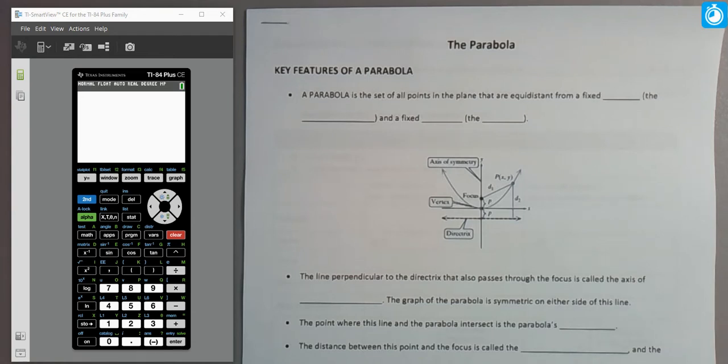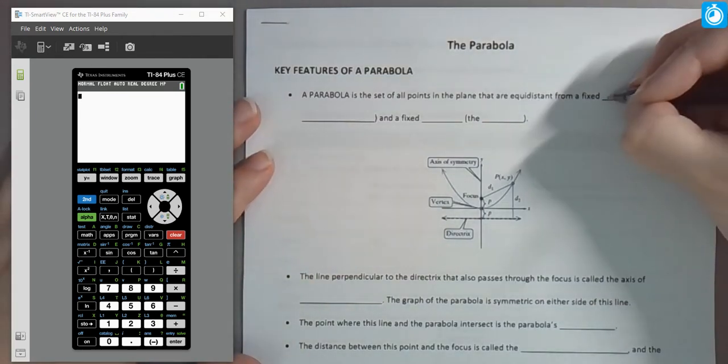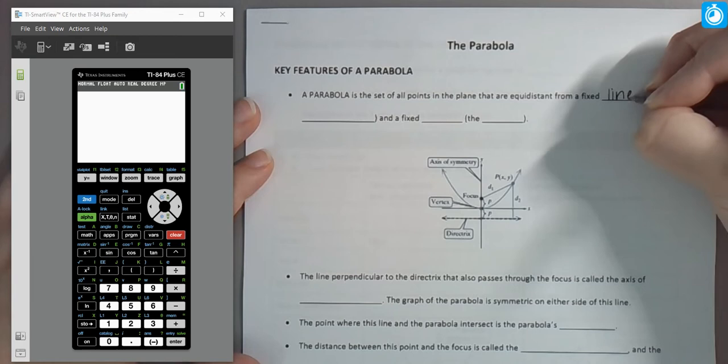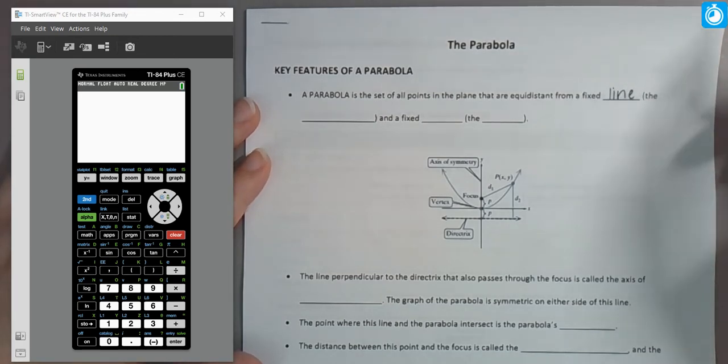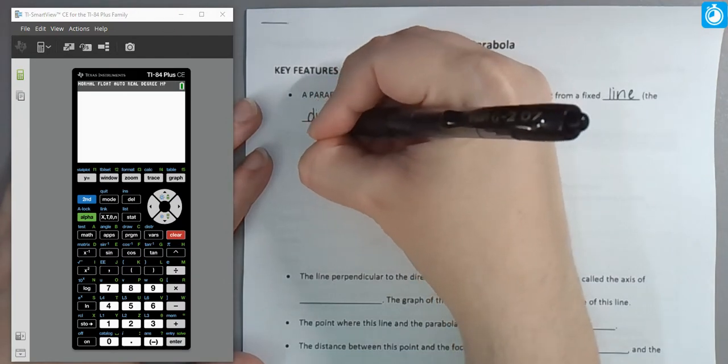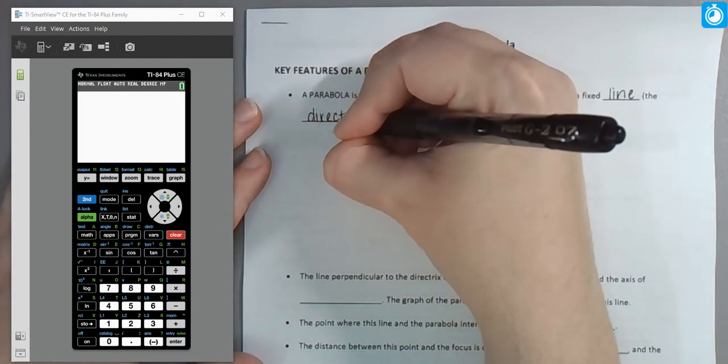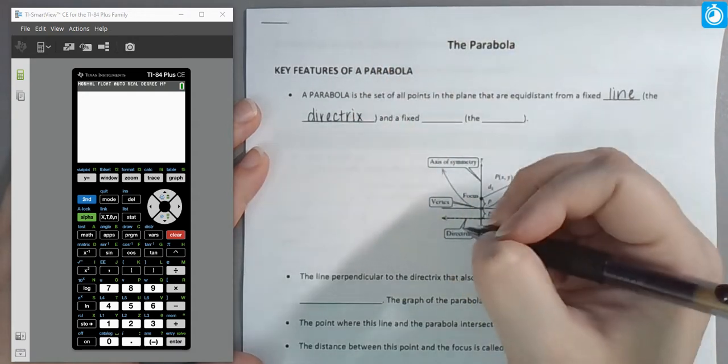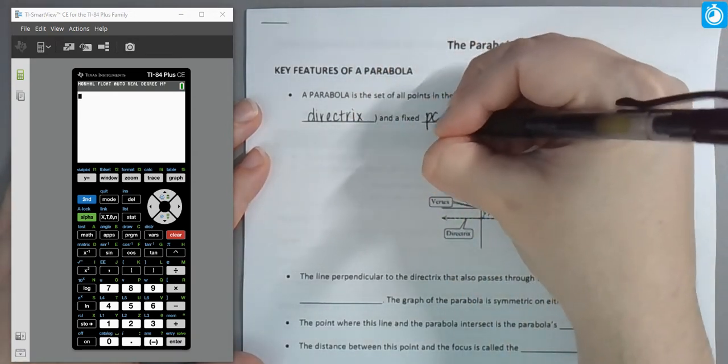First off, let's give the official definition of a parabola, just like we did for an ellipse and for a hyperbola. Our parabola is also defined in terms of distance. A parabola is the set of all points in the plane that are equidistant from a fixed line. This is new. Typically we just talk about a fixed point or points. Equidistant from a fixed line, what we call the directrix of the parabola, and a fixed point, the focus.